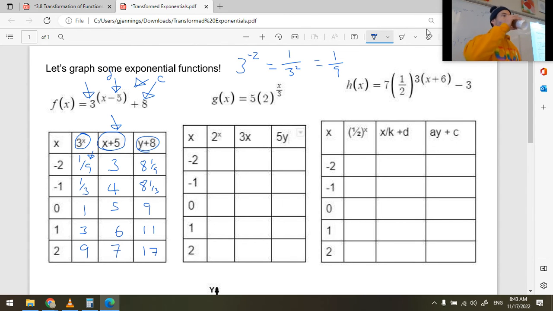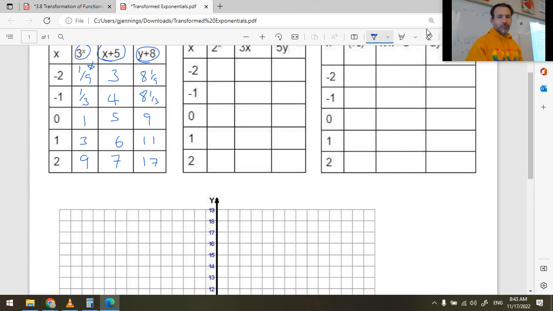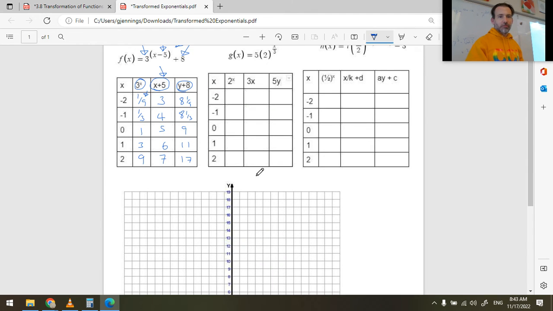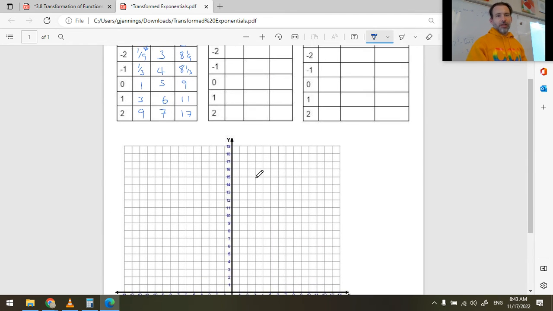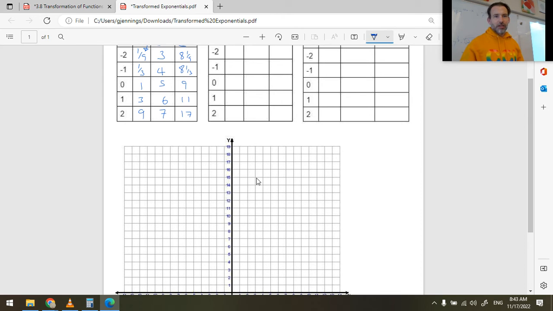Mr. Jennings, how do I plot 2, 9, and 17 all in one point? Malcolm, you only use these two, because those are the fully transformed.